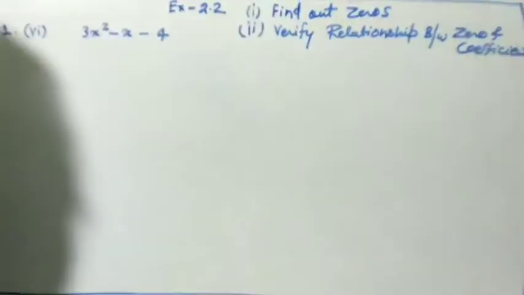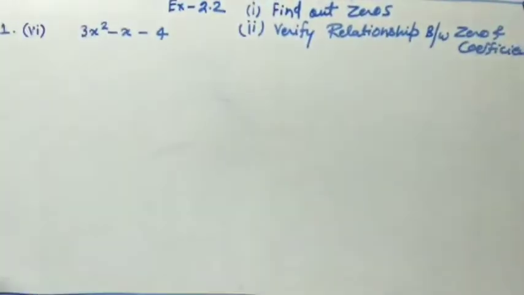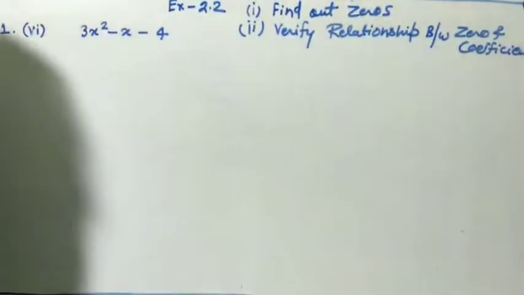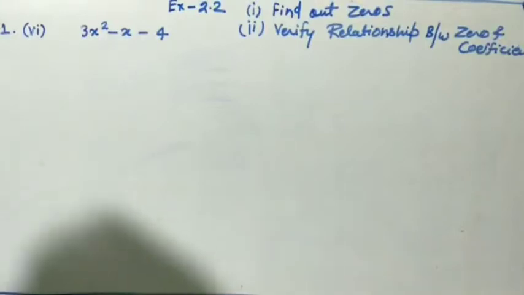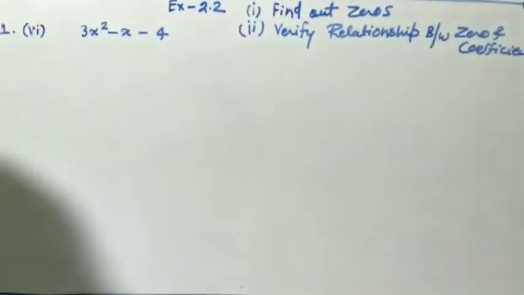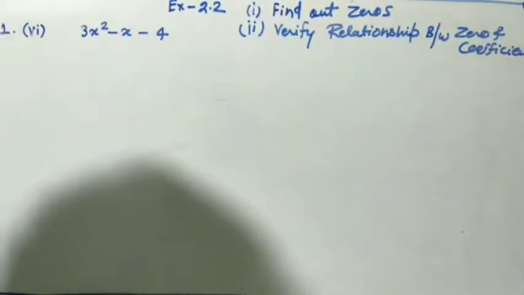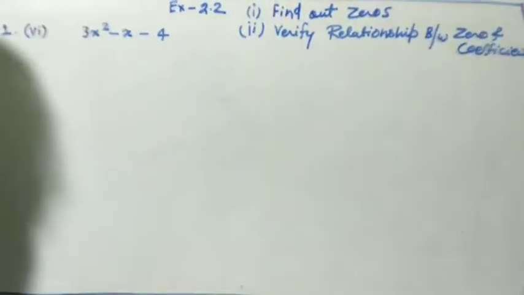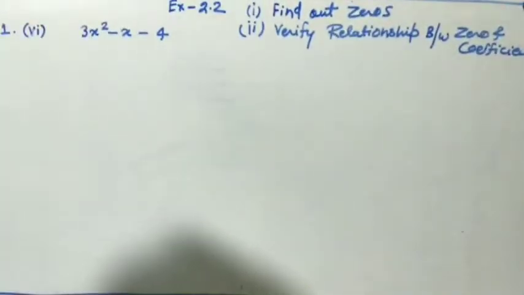So now the next exercise 2.2. We are solving the first question, sixth part, 3x square minus x minus 4. What we have to find out? First, find out the zeros of this equation. Second, we have to verify the relationship between zeros and coefficients. We have already discussed this concept, so I am going to solve this question.